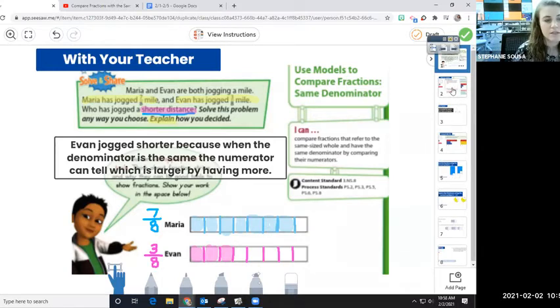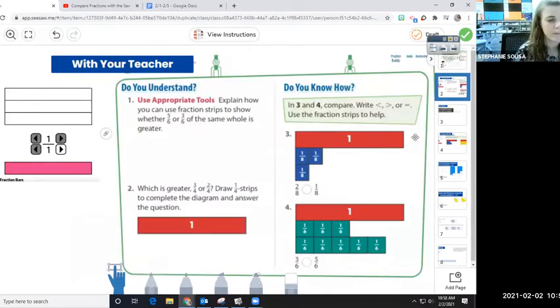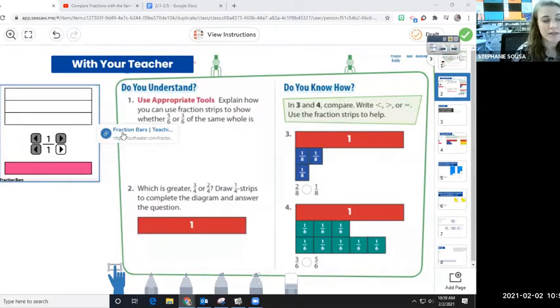All right, let's take a look at slide 2. Slide 2 says with your teacher. All right, with your teacher, it says use appropriate tools. We are going to use fraction strips. You guys are not at school for me to give you a box of fraction strips, so we're going to be using them digitally. You are also going to be using digital fraction strips for your independent work today. Here's how you are going to do that. Over here is a link that says Toy Theater.